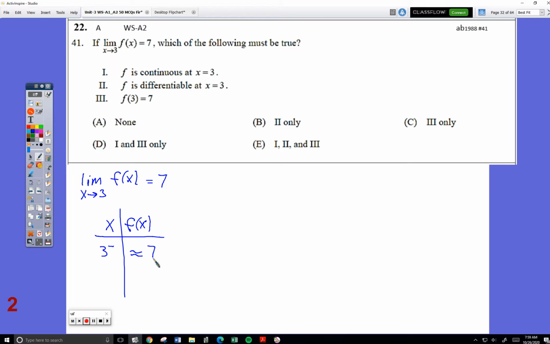So that also means that if my x-coordinate is infinitesimally more than 3, the y-coordinate is really, really close to 7 as well. What you have to make sure you don't make the mistake of thinking is this statement is not telling you anything about what's happening when x is exactly 3. So we're not talking about that. We're only talking about the blue.